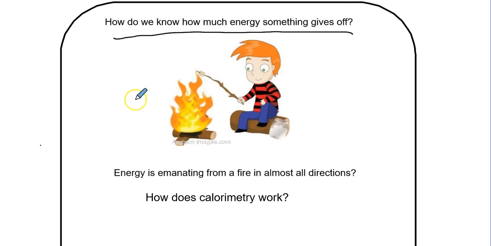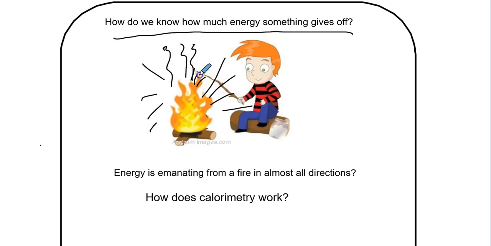Sometimes we burn a gummy bear in class, and we're trying to say how much energy is coming off of that. We only get a little bit of energy, like this marshmallow's getting a little energy here. You feel some energy coming this way, but the energy is also going that way. So energy is emanating in just about every direction. It might be going more up than anything.